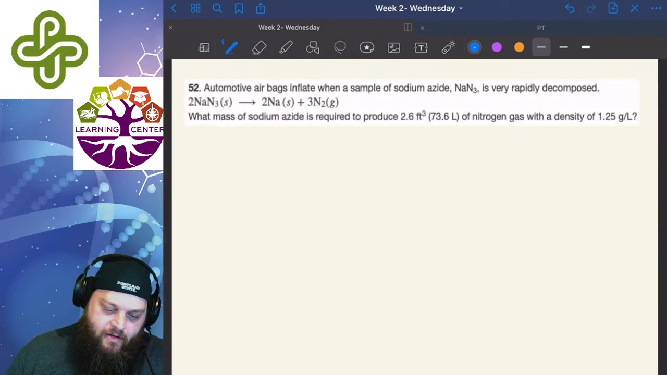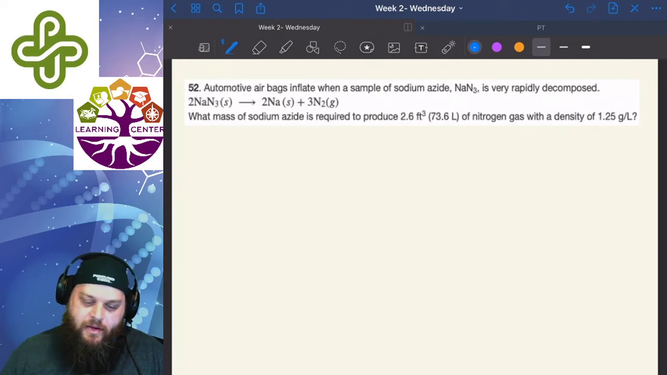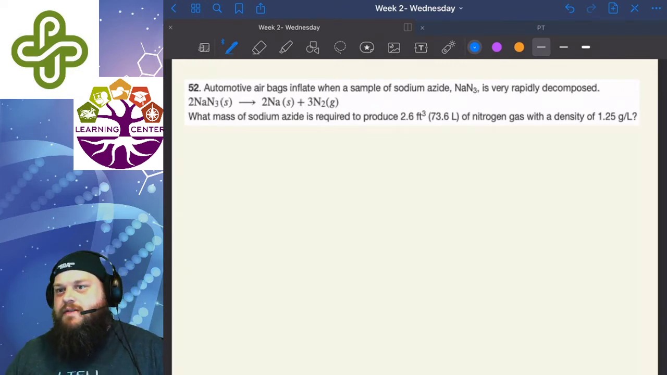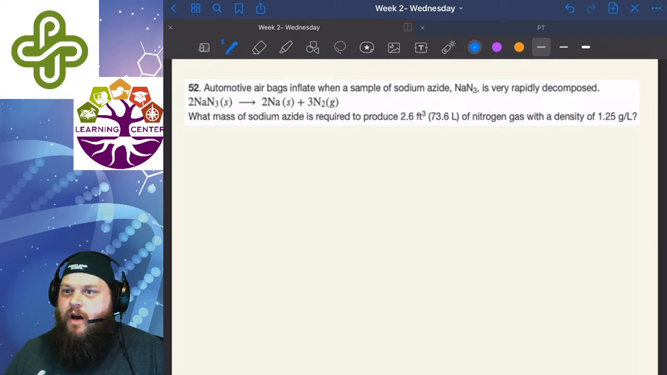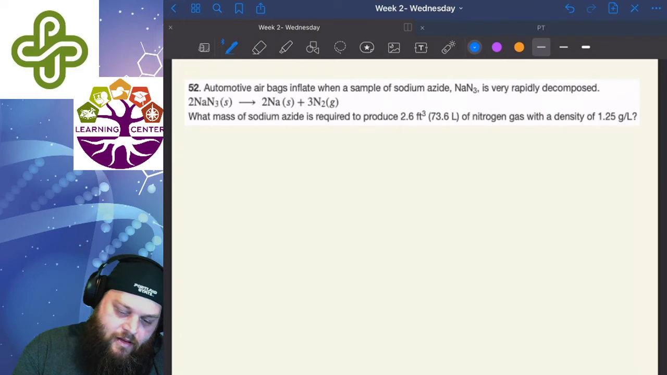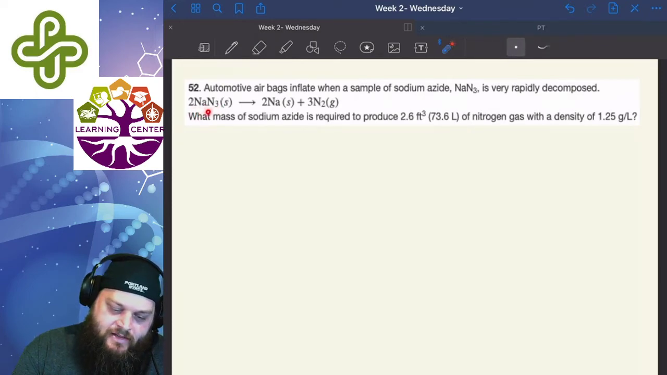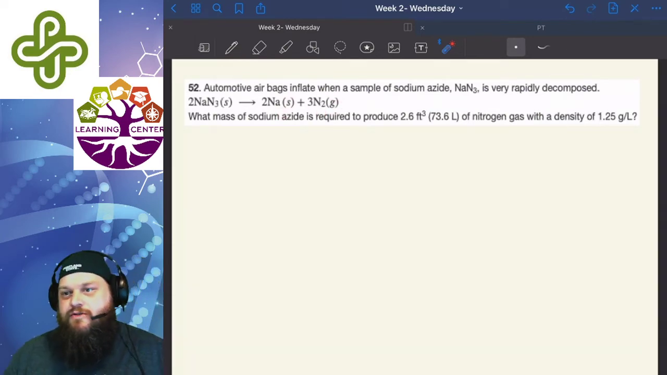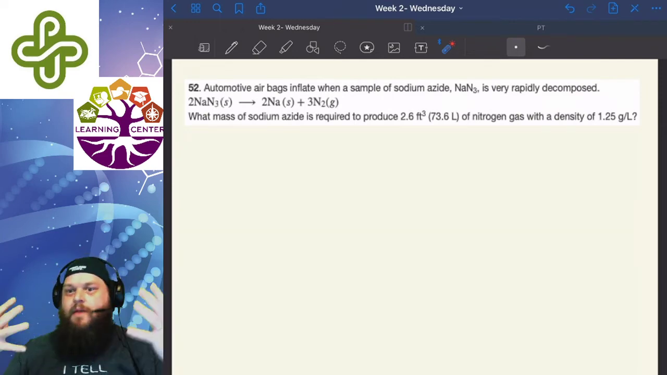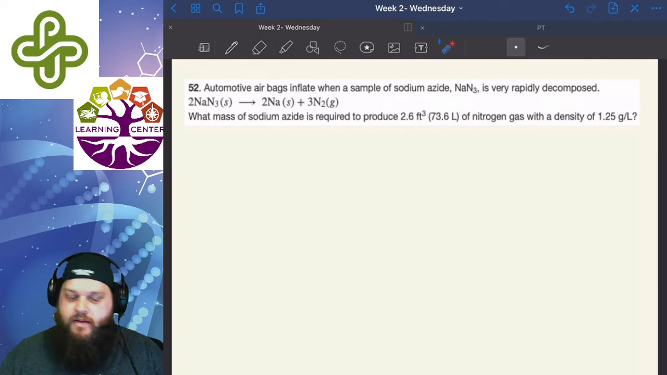I'm going to jump ahead here. And in these ones, we're going to talk about the percent yield that you get out of these things. This is number 52 out of there. Here we have automotive airbags, which inflate when a sample of sodium azide, which is NaN3, is very rapidly decomposed. So in this reaction, they have the equation written here. We have this sodium azide, which decomposes into sodium solid and nitrogen gas. That nitrogen gas rapidly expands, and it does it so quickly that if you get into an accident, it pops open before your face is able to plant into it.